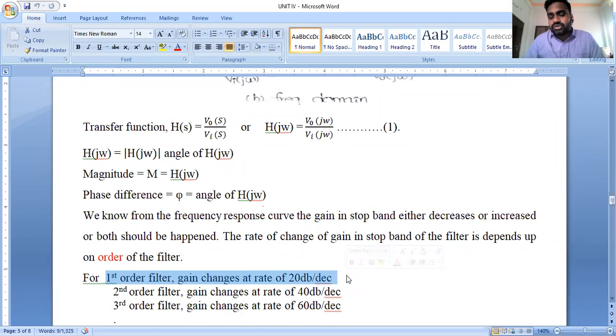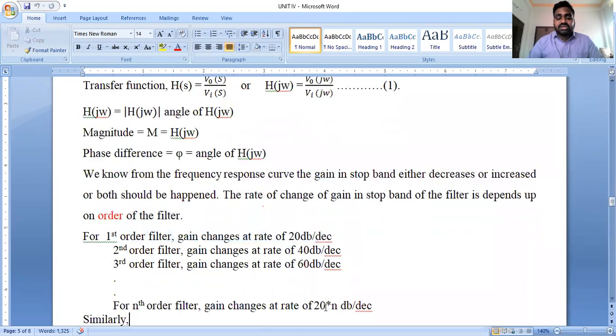If it is a first order filter, a basic filter, it has a gain response of 20 decibels per decade. If it is a second order filter, it has a gain change of 40 decibels per decade. A third order filter has 60 decibels per decade. For an nth order filter, the gain changes at a multiple of 20 times n decibels per decade.